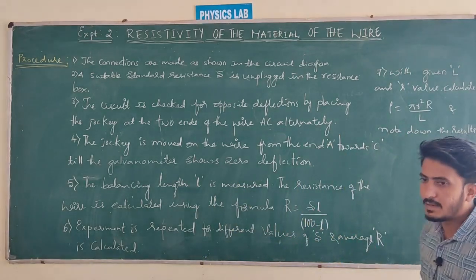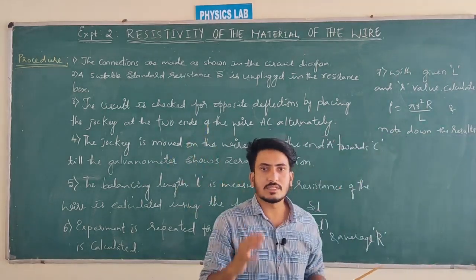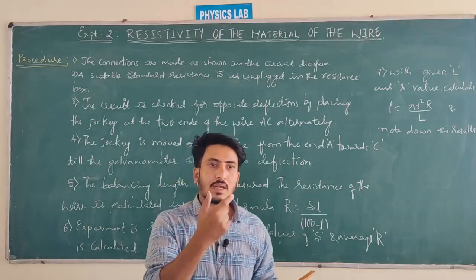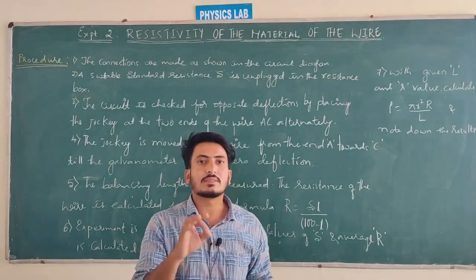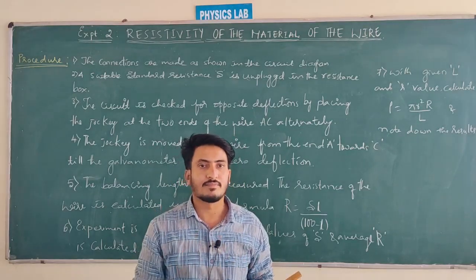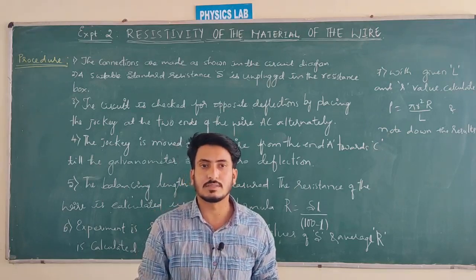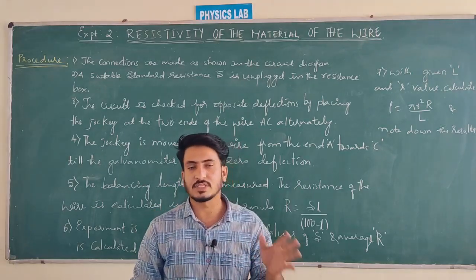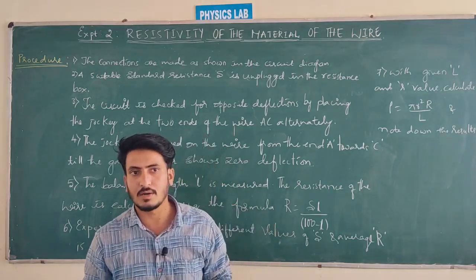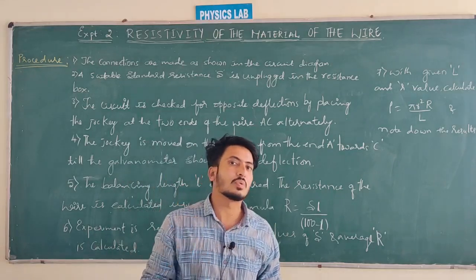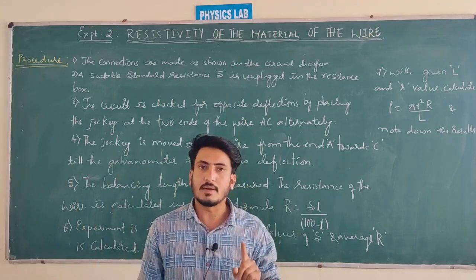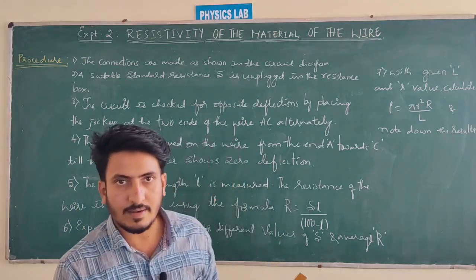Okay, the experiment here is from the meter bridge setup. First we need to calculate the value of the unknown resistance of the given wire. The wire's length is 1 meter and the radius is 0.23 millimeter. That radius we calculated previously using a screw gauge. In the first experiment we calculated the radius of the wire using the screw gauge, so we are directly taking that value, 0.23 millimeter, and the length of the measured wire will be 1 meter. Okay, those things are given. I will write them there.